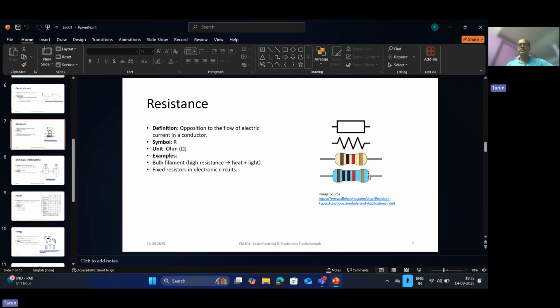The diagrams are showing the symbol of a resistor as well as the physical diagram of a resistor. These are two physical representations of a resistor, and the above two are the symbols of a resistor.